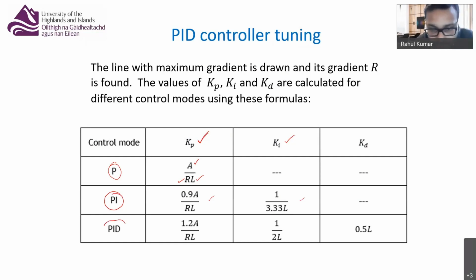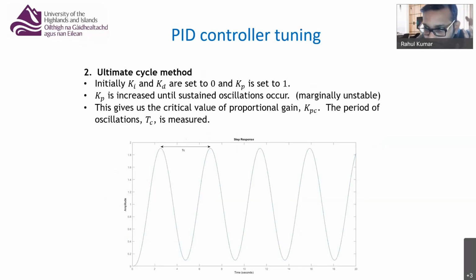And similarly, if you are using all three, that is P, I, and D, you have to adjust all the three constants, Kp, Ki, and Kd, right? So you have the three equations here. Okay, so based on the values which you have calculated from the graph, you can just use these equations and find out the value of Kp, Ki, and Kd. But this method is for open loop system. Now the second method, which is called the ultimate cycle method, is for closed loop system.